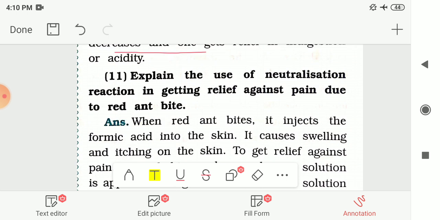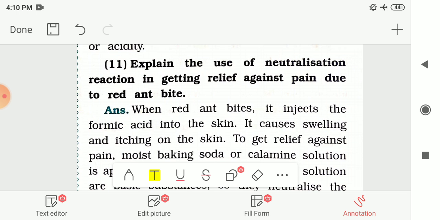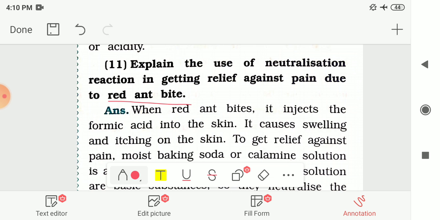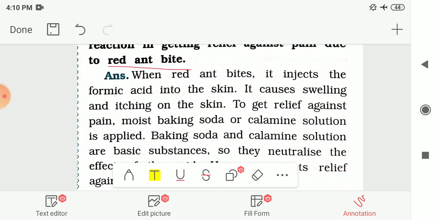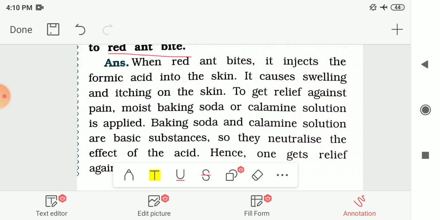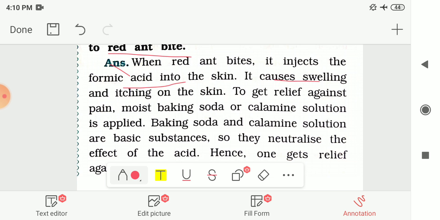Next is 11th number. Explain the use of neutralization reaction in getting relief against pain due to red ant bite. So here also neutralization reaction is helpful. So when any red ant bites, it injects the formic acid into the skin, and it causes swelling and itching, or you will feel irritation on the skin.